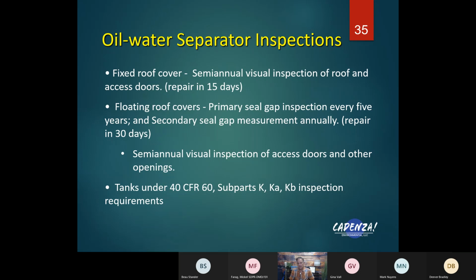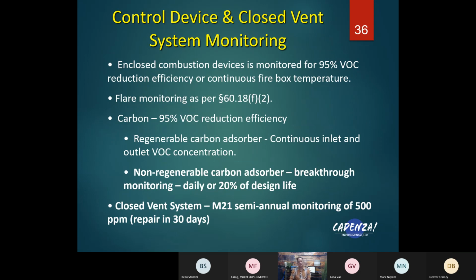Again, tanks under K, KA, KB, if they're part of the oil water separator system, they've been excluded, but make sure you're still inspecting them as required by the tank regulations of K, KA, and KB. So control devices and closed vent system monitoring. I had mentioned this earlier, but closed combustion devices must be monitored for 95% VOC reduction, flare monitoring, and even if you're using carbon, 95% VOC reduction efficiency.